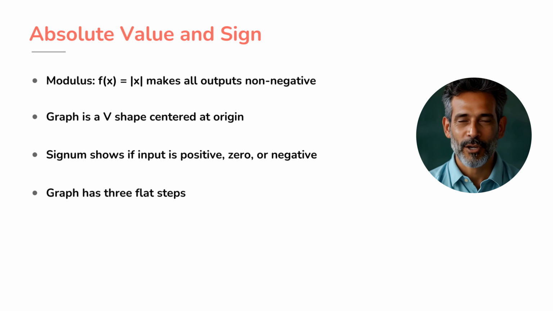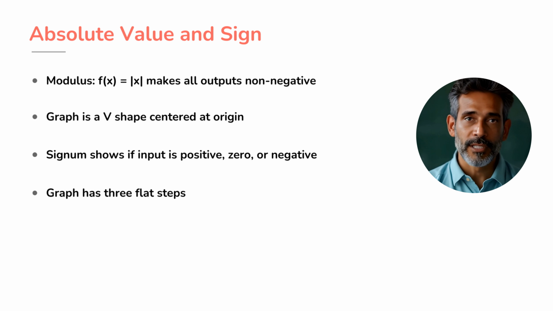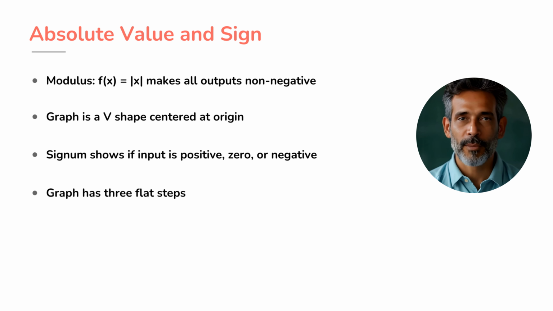Next, the signum function, which tells you whether a number is positive, negative, or 0. Its graph has 3 flat steps. One step above the x-axis for positive numbers, one point right on the axis for 0, and one step below the axis for negative numbers. Together, these two functions are useful for expressing absolute values and detecting the sign of any real number.